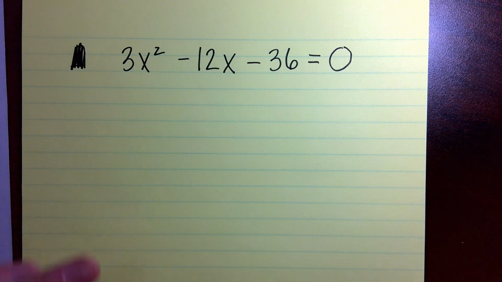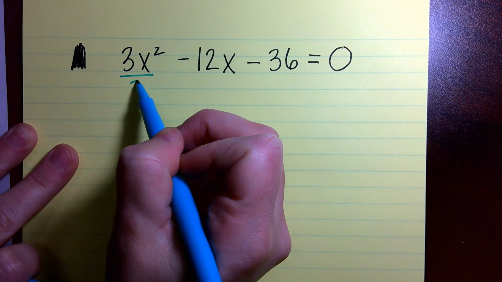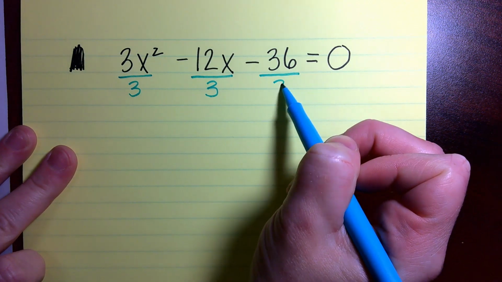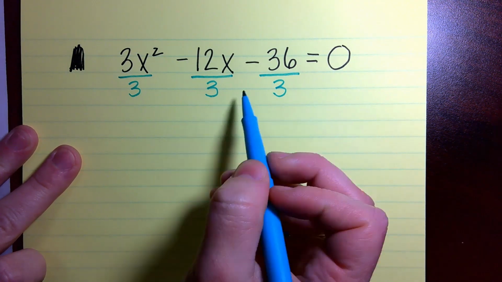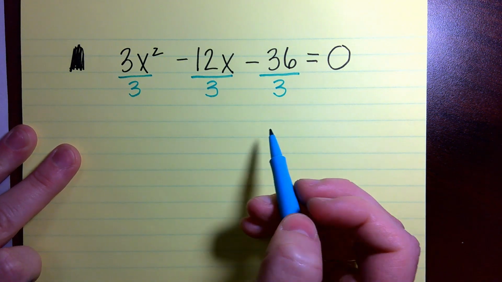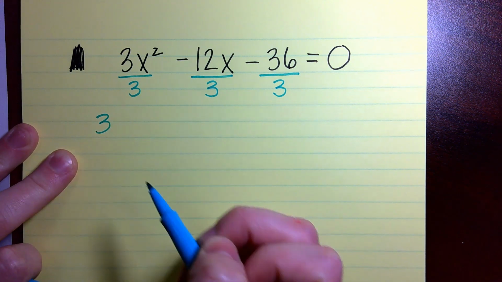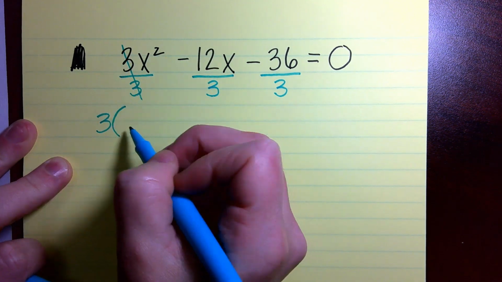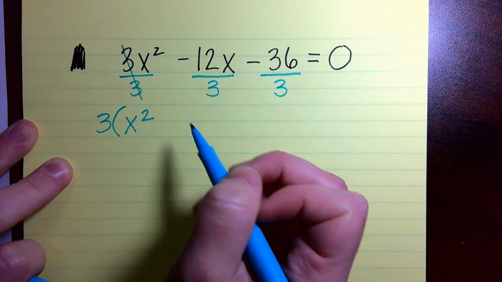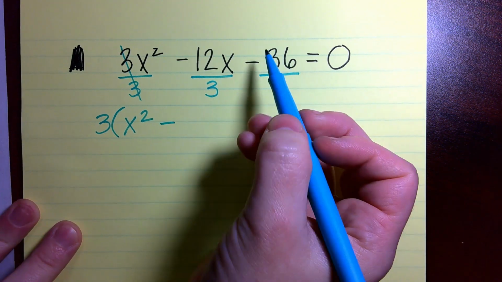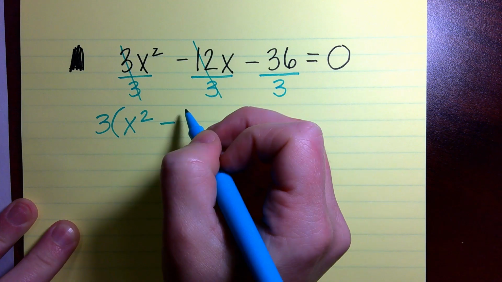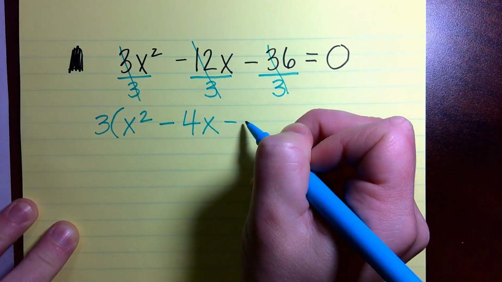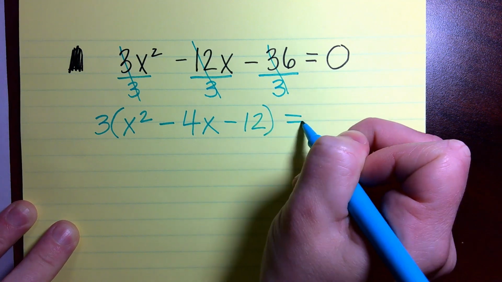It's 3. We could go ahead and factor that out. Then you get 3 divided by each number? Mm-hmm. So if I divide everything by 3, that's 1. I'm going to put it on the outside and divide everything. That's correct. This is going to be just x squared minus what? 4x. Good. Minus 12 is equal to 0.